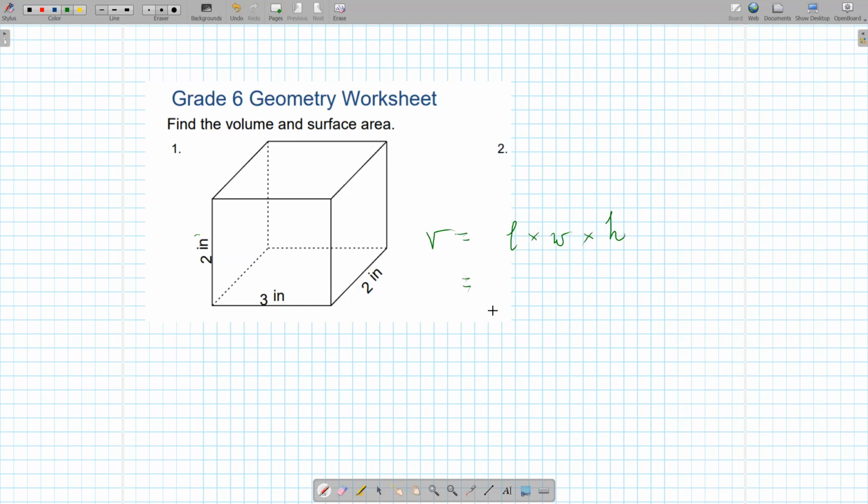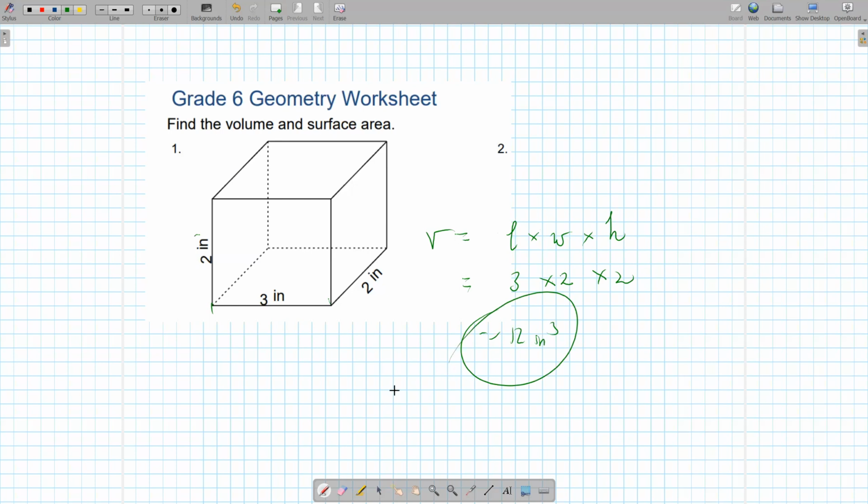What's the length? We know the height is 2. Okay, length, it doesn't matter. Actually, you can say this is the length, 3, or you can say 2 is the length. It doesn't matter. We're going to say 3 is the length and 2 is the width. Okay, like that. You see this? So 12 inch cubed, and you're done.